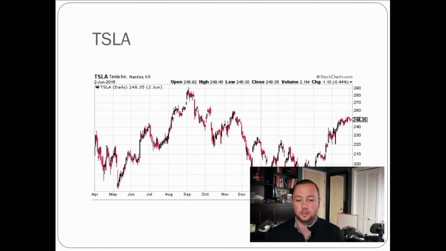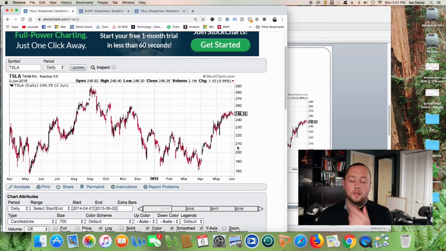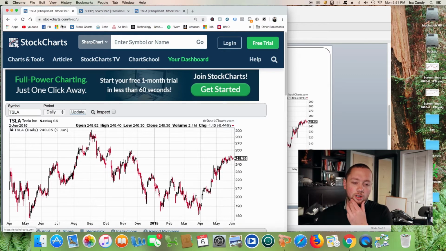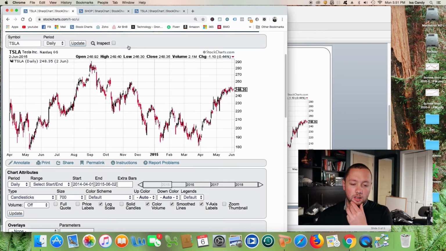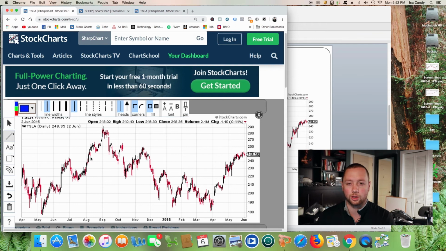We are going to look at the Tesla chart. Now this is just a screenshot of it. I'm going to go into my internet browser so we can start to draw on it. So I'm using stockcharts.com. You can go to the website, just type in TSLA and it'll pull up a chart where you can start to play with the exact same tools I'm using here. So this is the same chart that we saw in my PowerPoint, and now all I'm going to do is click on the word annotate and it's going to let me draw on this chart.